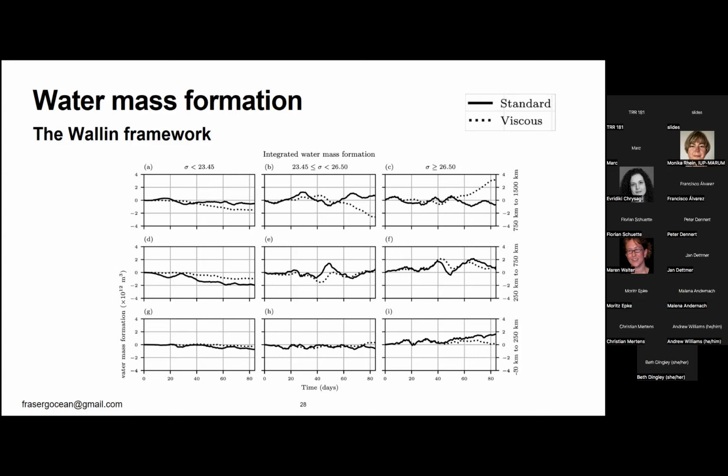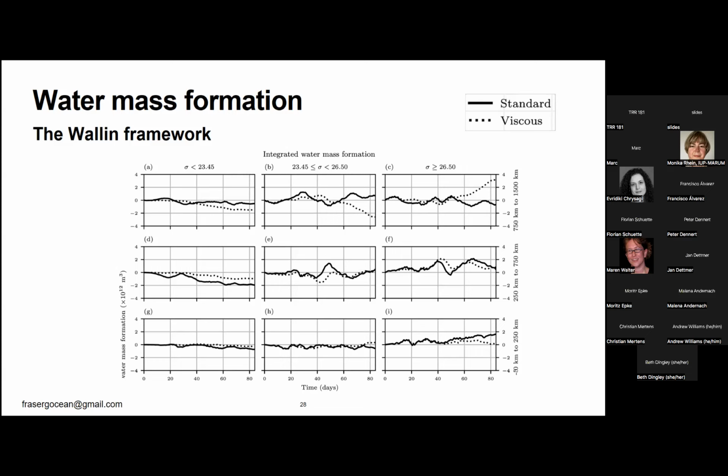And that's hardly surprising because there's nothing going on here really. We're not seeing any symmetric instability yet. Slightly further north, in this 250 kilometers to 750 kilometers region, this is where we're seeing the excitement of symmetric instability.